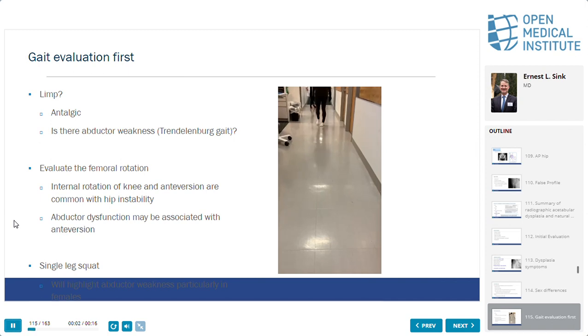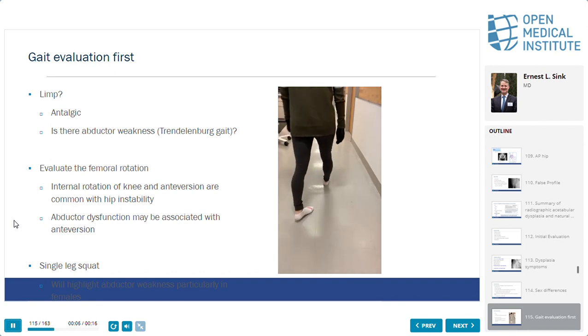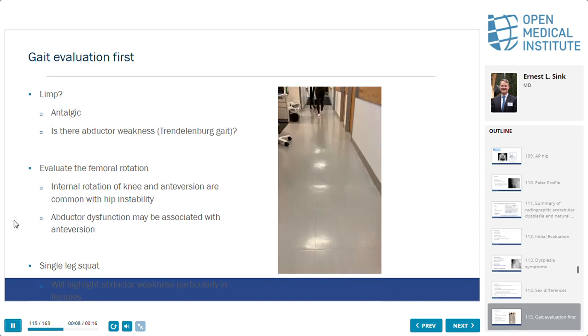So here's the gait evaluation you do on patients. Okay? I think everybody would agree. This is an internally rotated gait. So you can do that because you have femoral anteversion or because you're trying to stabilize the hip. Those are the two reasons. Okay?